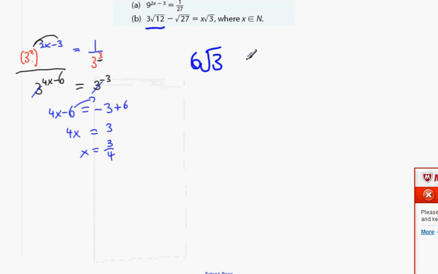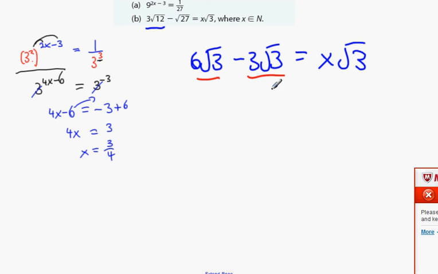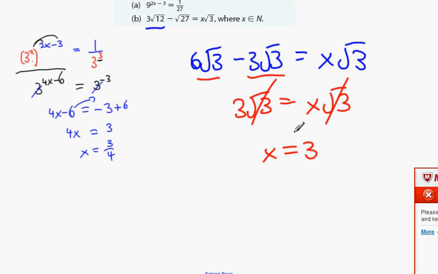3 root 3 equals x root 3. Now, what is 6 root 3 minus 3 root 3? 3 root 3. What do you think x is now? 3. Because the root 3's can cancel, leaving x equals 3. Right, not too bad. Okay?